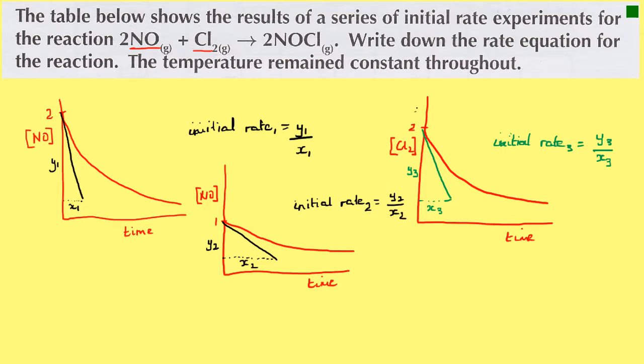Now we've got one initial rate for these starting conditions here, and another initial rate in the first experiment starting from a higher concentration of nitrogen monoxide. That might well allow us to work out the order of reaction with respect to nitrogen monoxide, but in order to get the order of the reaction with respect to chlorine, we might want to do a third experiment.